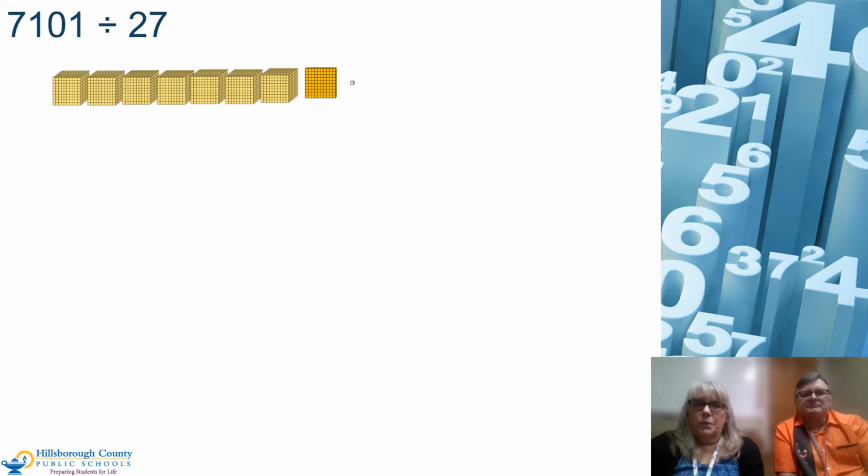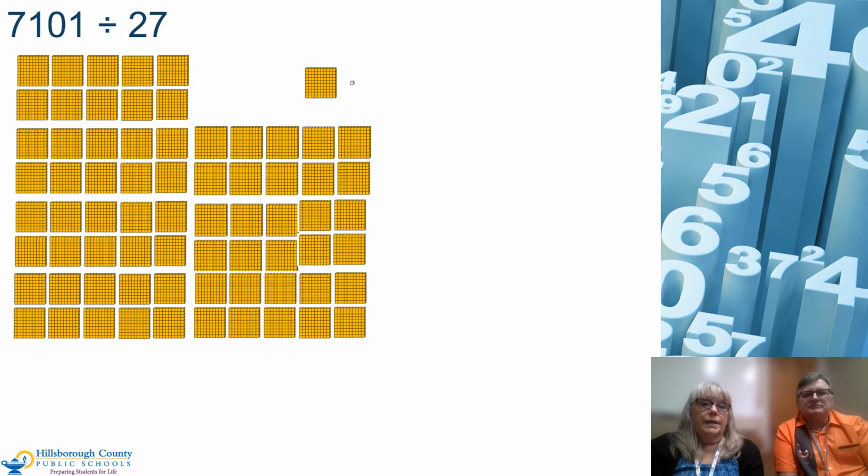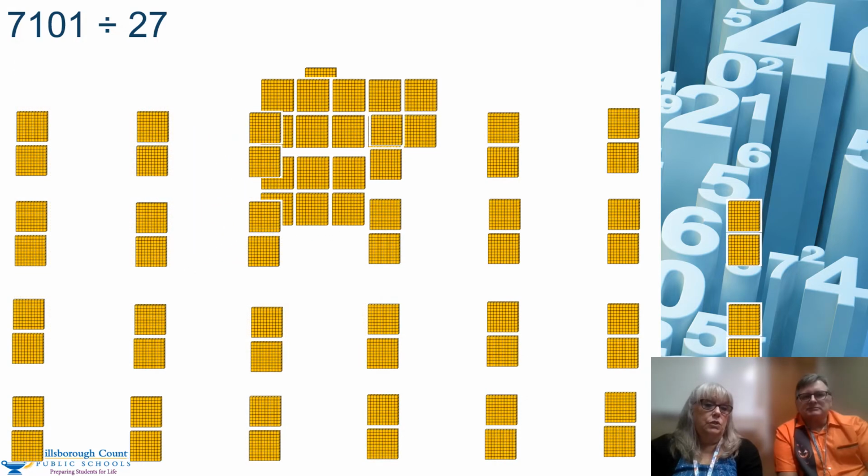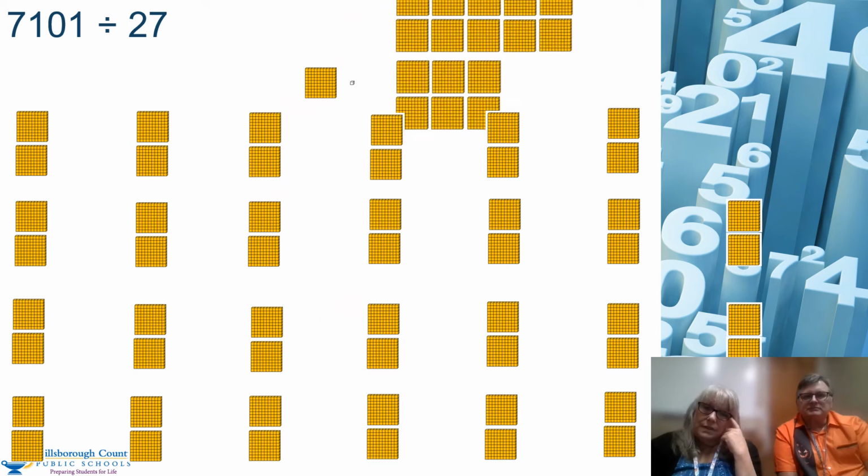Right now, I don't have 27 thousands, so I'm going to have to regroup those thousands into hundreds. Right. So I'm going to go ahead and get out my 70 hundreds, which has the same value as the 7,000s. Yes. And now I can separate some of those into groups. I'm going to put 2 in each group, and I have some left over. I have 16 left over plus the 100 that I started with.